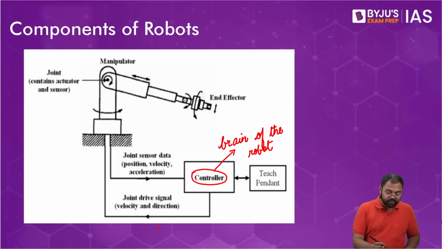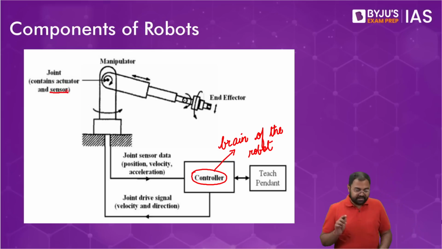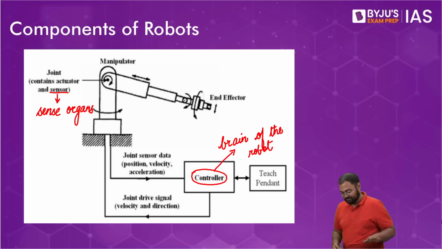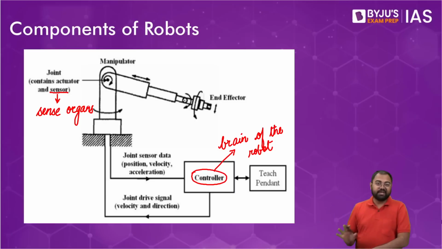Then apart from the controller, we have sensors. Now these sensors are like the sense organs in our body. Can you name the sense organs in the body? Which are the sense organs? Yeah, 5 of them. Can you name them? Skin, eyes, ear, nose, tongue. Correct. So these are 5 sense organs.